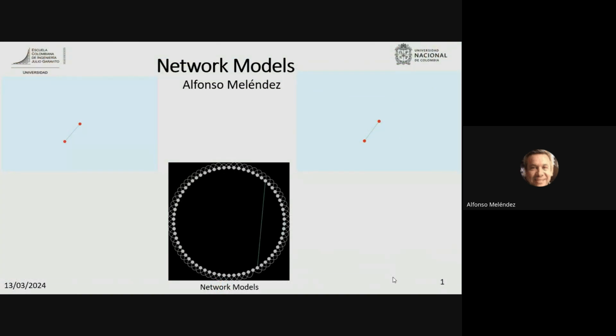Okay, today we are going to talk about network models. It's an important topic. We are going to review the three most important models that mathematicians, physicists, and sociologists have discovered. They are what is called synthetic models or abstract models, and they are very useful. So let's begin.